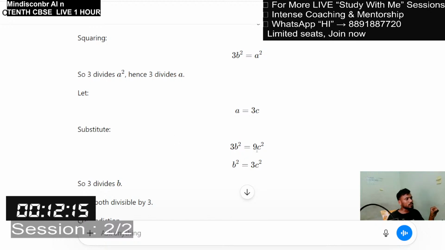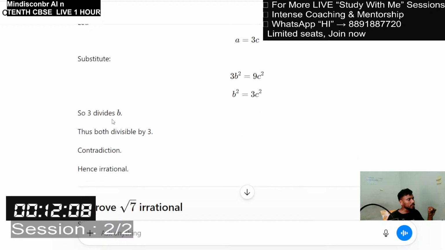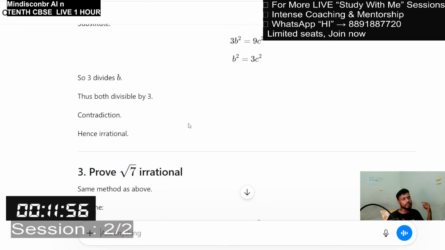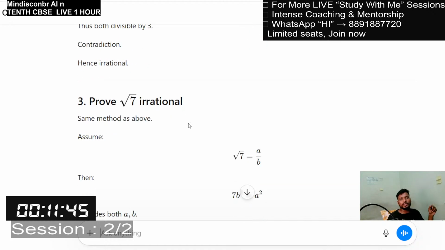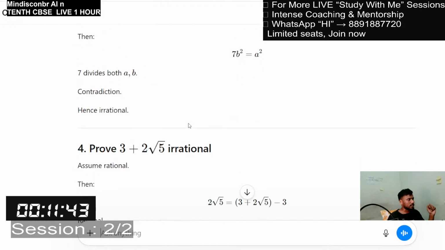Then substituting, 3b square is equal to 9c square, cutting, b square is equal to 3c square. So 3 divides b square, so 3 also divides b. Thus both are divisible by 3. There is a contradiction that a and b are co-prime. So we get this wrong due to our wrong assumption that root 3 is rational. So root 3 is irrational. Same way we can prove that root 7 is also irrational.